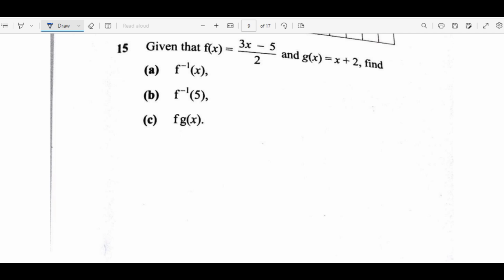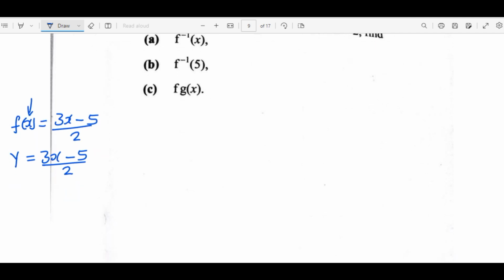Now since we want the inverse of f, we are going to write the function for f, which is this one here. f of x is equal to (3x minus 5) divided by 2. The first step is, where there is f of x, you substitute y. Then after that, we need to make x the subject of the formula. So how can we make x the subject of the formula? We need to get rid of the fraction. So we can say over 1, we cross multiply.